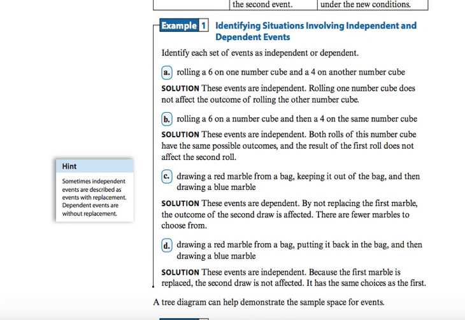Rolling a 6 on a 6-sided die or a number cube is 1 out of 6. Rolling a 4 is 1 out of 6. My two probabilities would then be multiplied. 1/6 times 1/6 would give me 1/36 if I wanted to calculate the independent events of those two separate events.